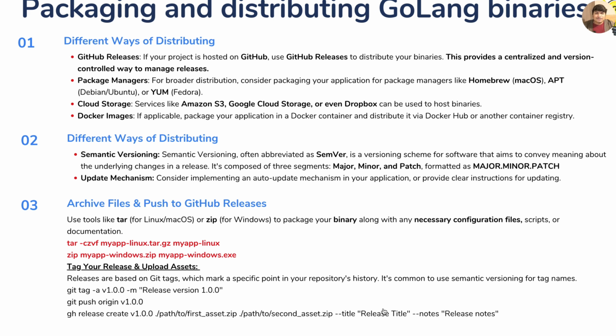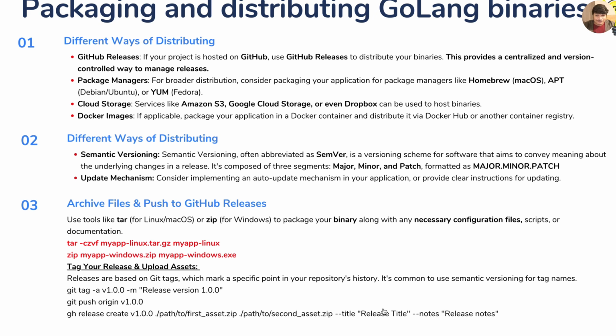So what are the different ways you can distribute? There are 4 major ways. Okay. First one is GitHub releases. So if your project is hosted on GitHub, use GitHub releases to distribute your binaries, which provides a centralized and version controlled way to manage the releases.